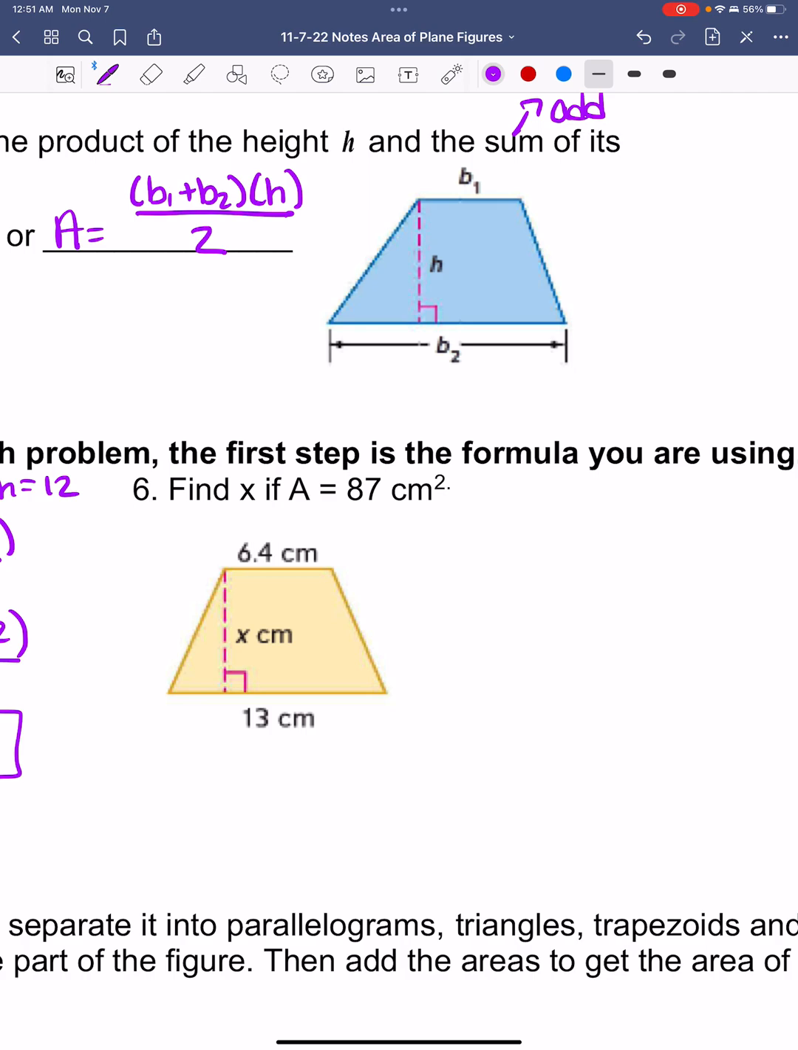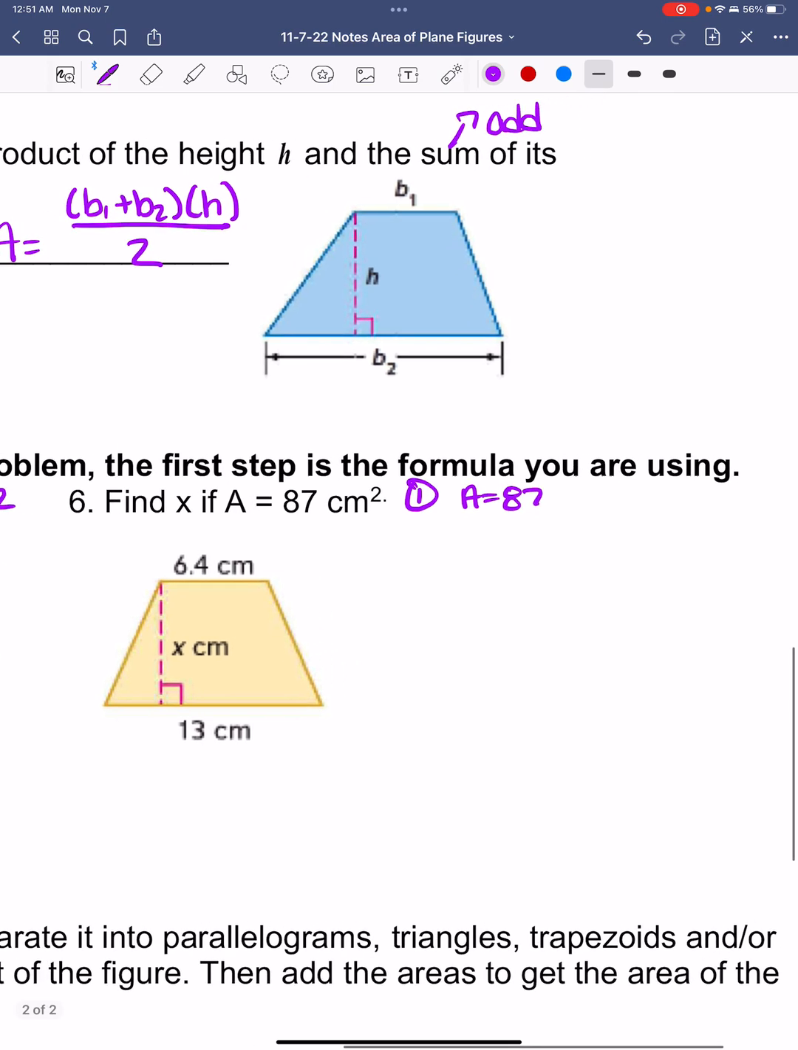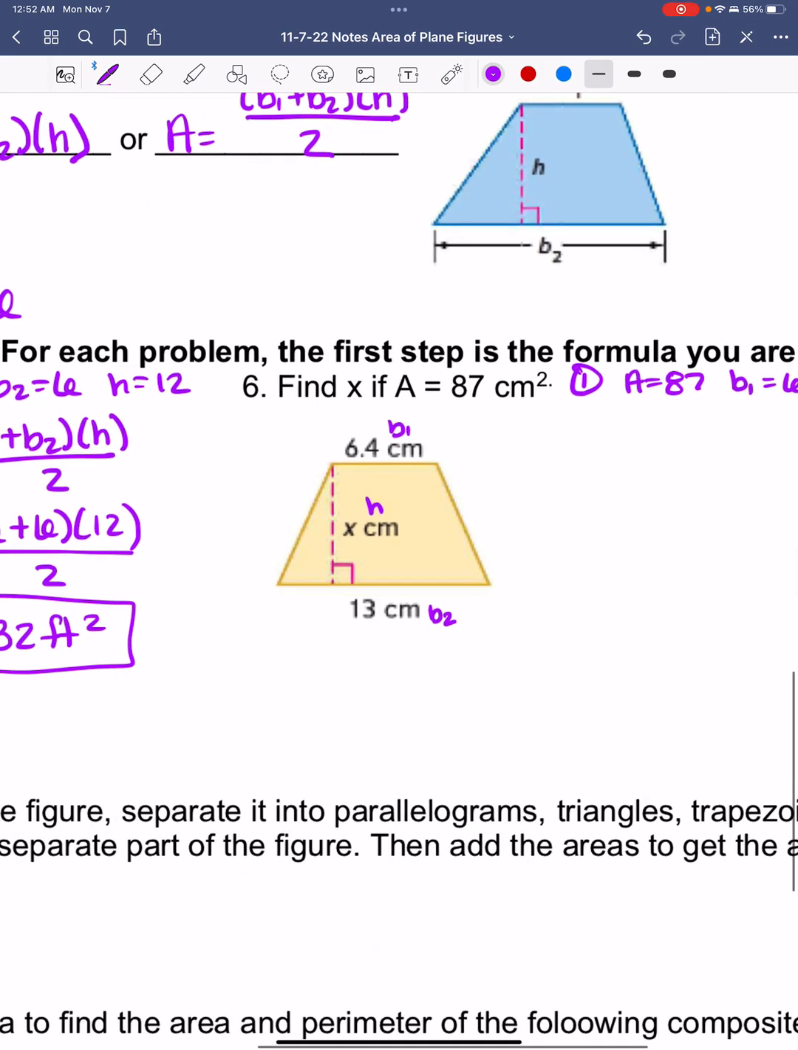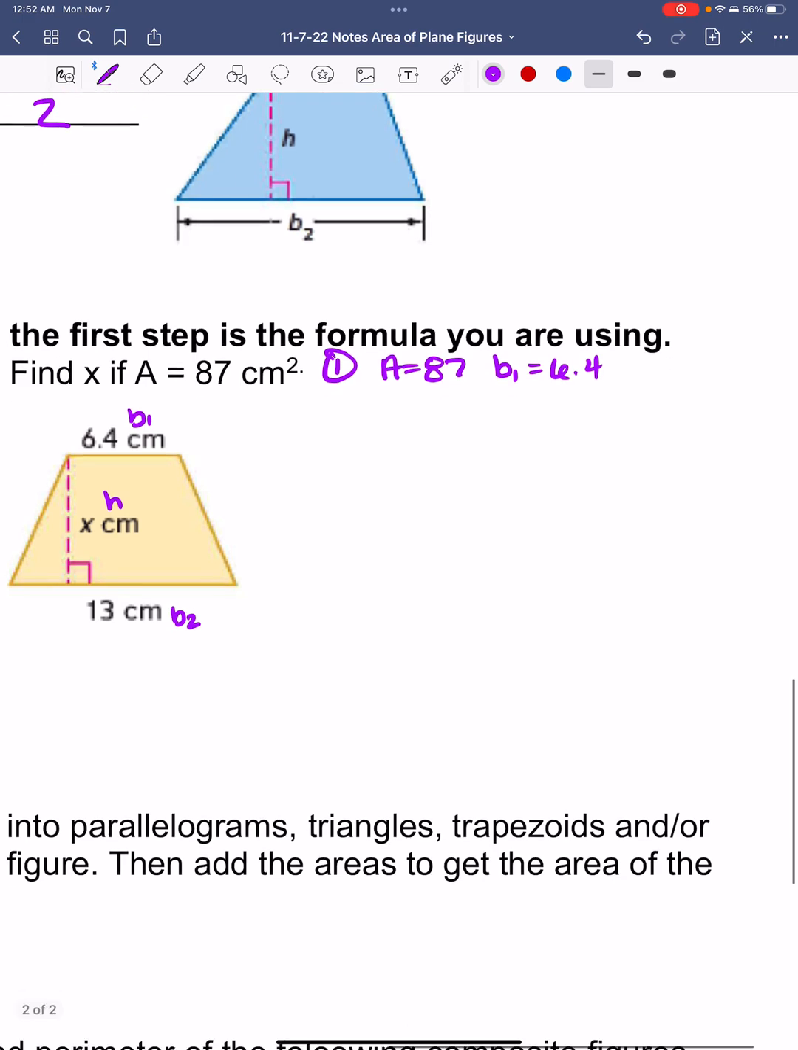So we're going to go with what is given to us. We are given A is equal to 87. We are given base 1, base 2, and height. Base 1 is going to be 6.4. Base 2 is equal to 13, and our height is equal to x. It is asking us to find x. So then we're going to substitute.